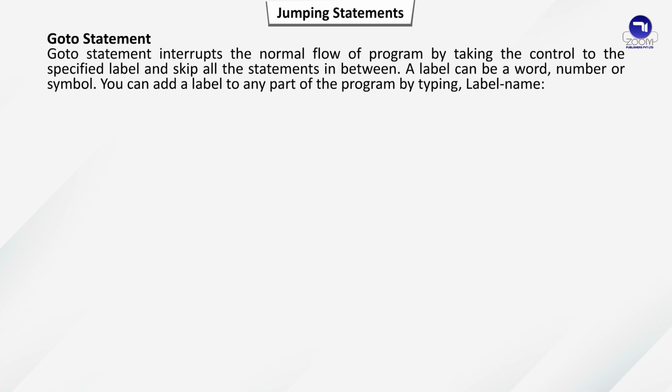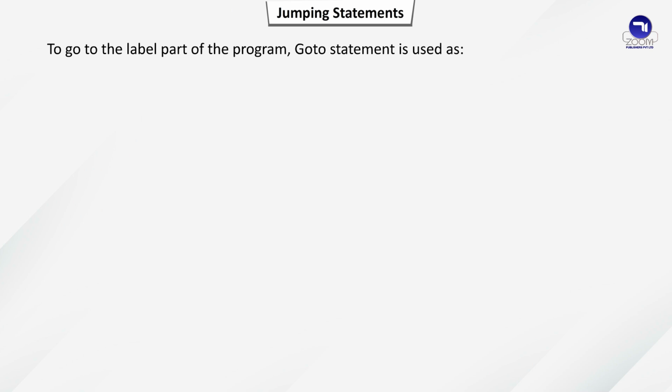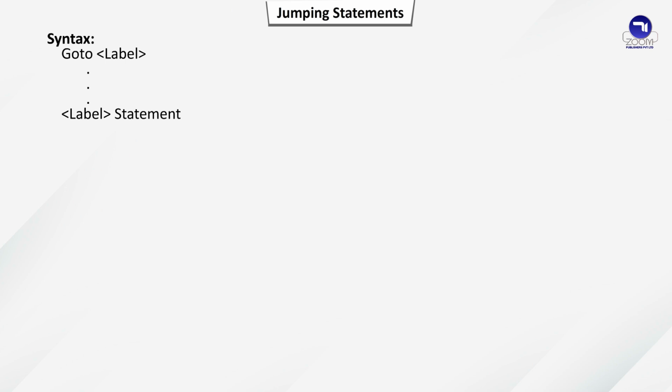Go to statement. Go to statement interrupts the normal flow of the program by taking the control to the specified label and skipping all the statements in between. A label can be a word, number, or symbol. You can add a label to any part of the program by typing the label name. To go to the label part of the program, the go to statement is used. Syntax: go to label, label statement.